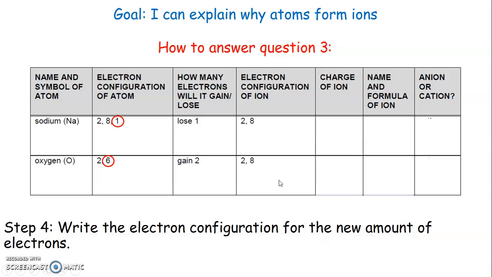The next step is we need to write the electron configuration for the new atom. Okay. So because sodium has lost 1 electron, we only have 2 electrons in the first shell and 8 in the second. For oxygen, because it's gaining 2 electrons, the first shell still has 2 electrons, and the second shell would have 8 electrons now. Okay, so 6 plus 2, that's going to give you 8.